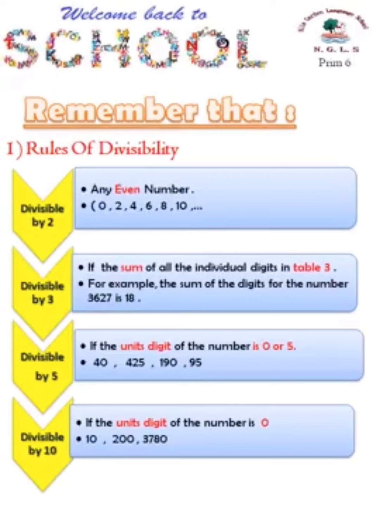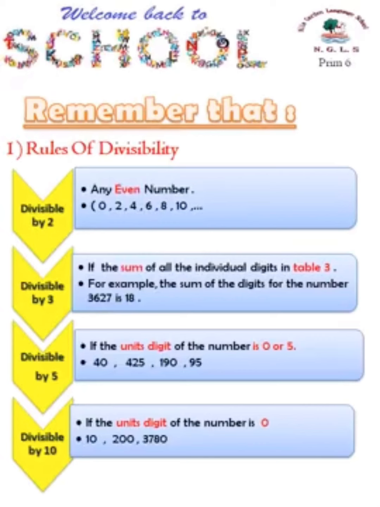How do I know the numbers are divisible by 5? Any number whose unit digit is 0 or 5 is divisible by 5, like 40, like 425, like 190, 95. All of these numbers have a unit digit of 0 or 5, so they are divisible by 5.